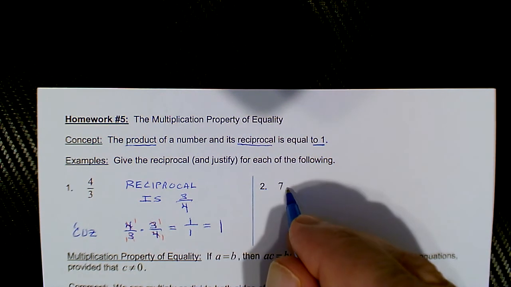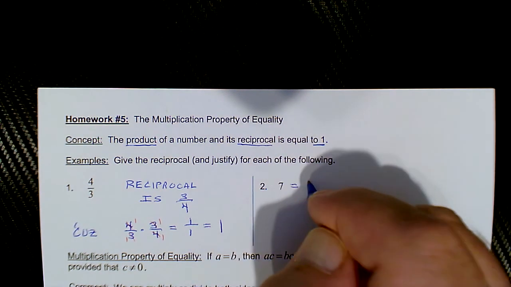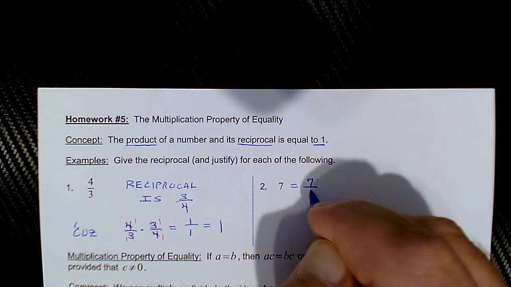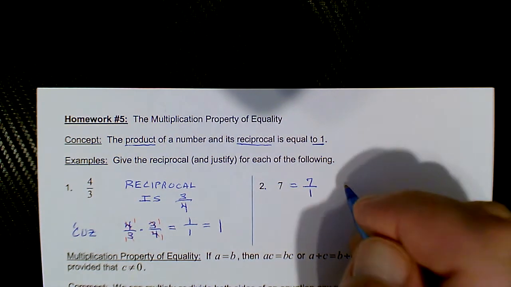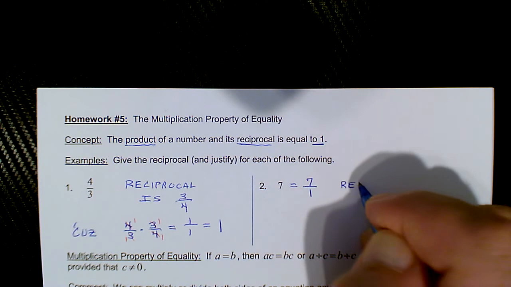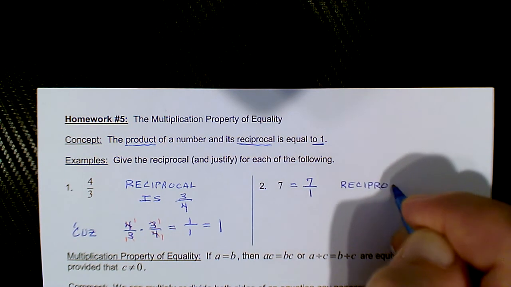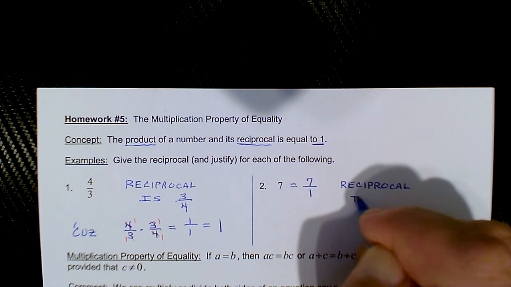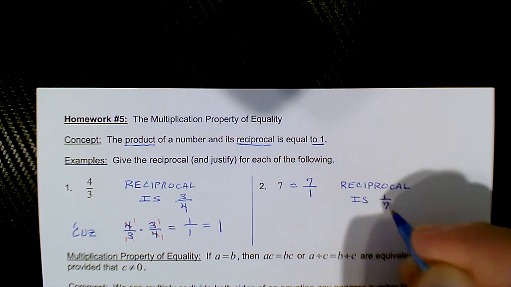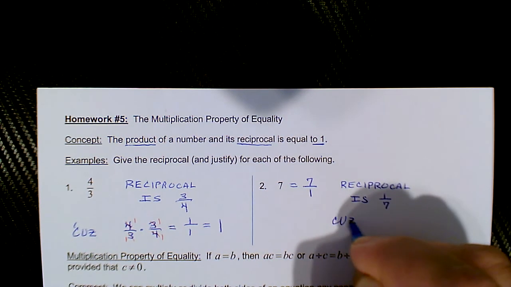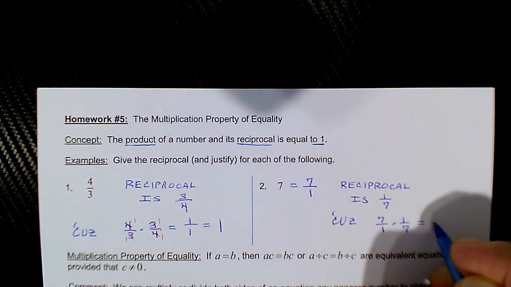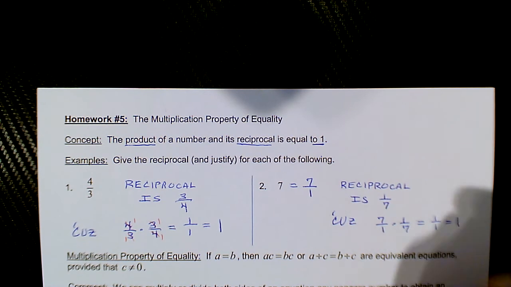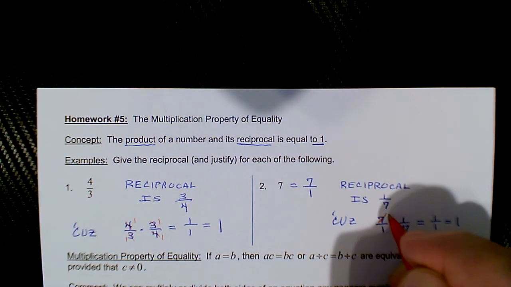Now when you have a whole number such as 7, the first thing you might want to consider is writing it as a fraction. And any whole number can be written as a fraction if you just simply place it over 1. And then we could think of the reciprocal as, once again, flipping it over. So we would say the reciprocal is 1/7, and this would be because if you take 7 over 1 times 1/7, you get 1 again. Again, you do the little cancellations if you want to show them.